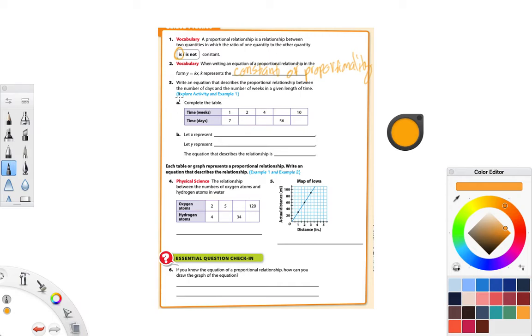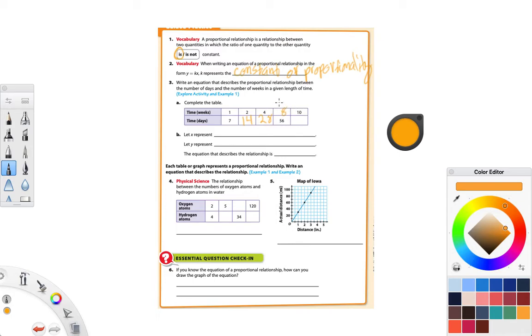So this one, part A, complete the table. 1 week is 7 days. How many days in 2 weeks? To get from 1 to 2, we multiplied by 2, because with ratios, it's all multiplication. So 7 times 2 is 14. From 2 to 4, we doubled it again, so 4 weeks would be 28 days. Then it goes to 56, which is 2 times 28, so this would be 8. And then from 8 to 10, it just goes up by 2.